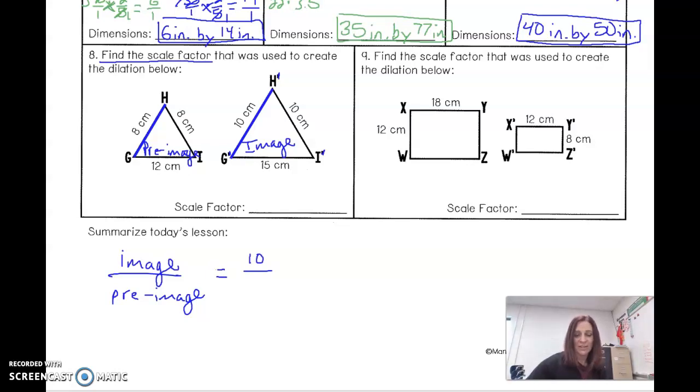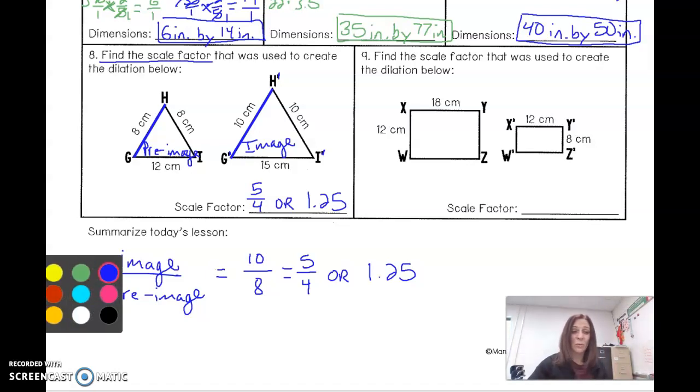My pre-image is 8. Well, you can reduce it, divide 10 by 2 and get 5, and divide 8 by 2 and get 4. Okay? Or, if you divide that on a calculator, 10 divided by 8, 5 divided by 4, you get 1.25. So your scale factor is either 5/4 or 1.25. This one is 1.25, 1 1/4 the size of this one.